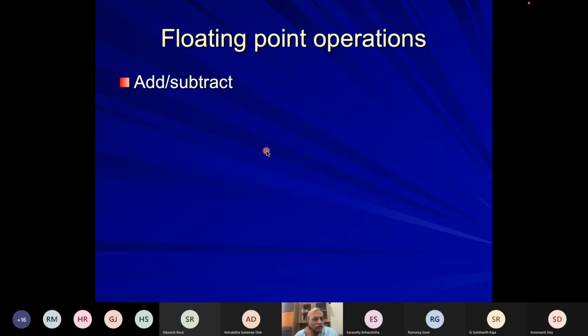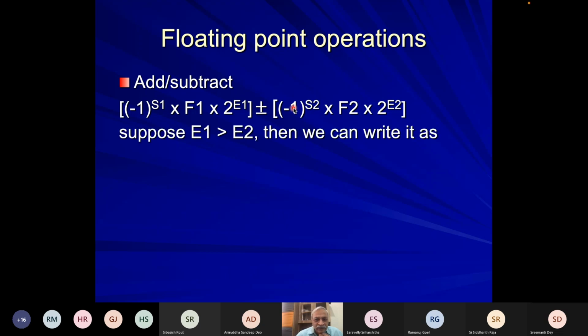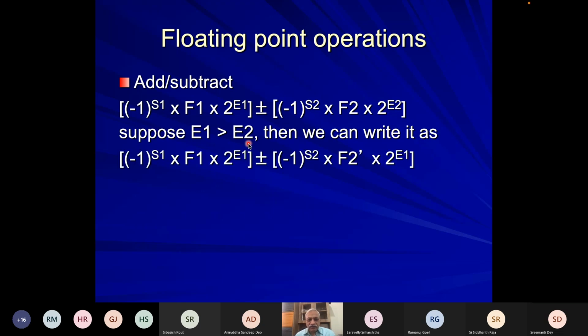So how do you perform floating point operations? Let's say this is one number and that's the second number. You want to add or subtract. Now you know that when you add two fractional values, you need to align the decimal point. The same thing needs to be done here. We need to look at the exponents, and if E1 is greater than E2, then we rewrite the second number as a different fraction, but with the exponent made as E1.